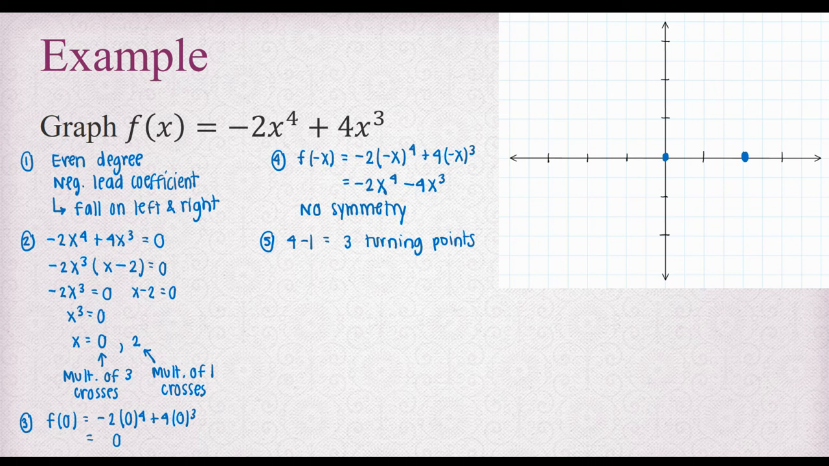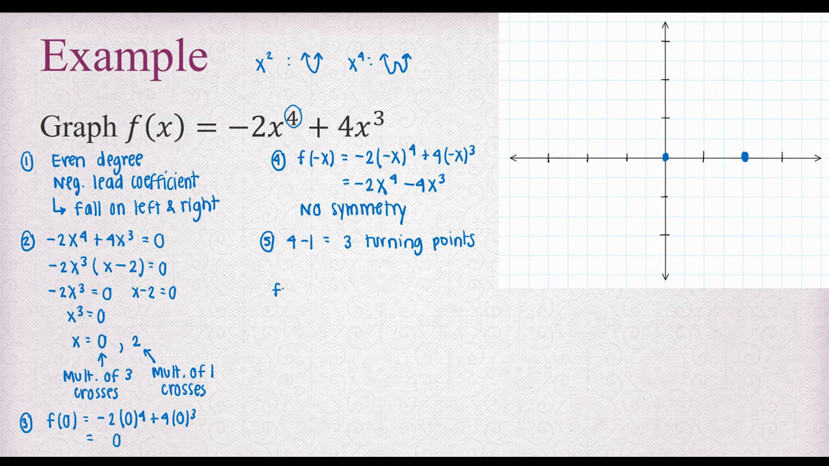All right, so I do want to test out a couple more points just so I know what is going on. Anytime we have a degree 4, it should look something like a W. We know when it's x squared, it's going to look like a U. When it's x to the fourth, it's going to look like a W. So that's what I'm kind of looking for here. I know that it's going to fall on both the left and the right, and I know it's going to cross through 0 as well as 2.